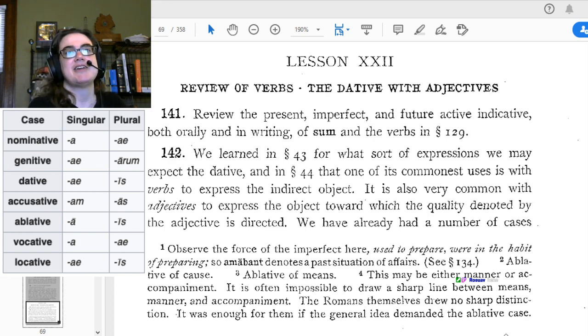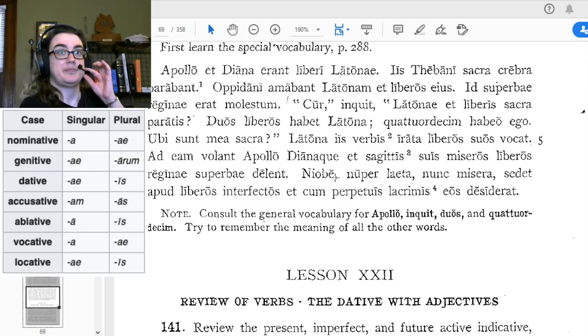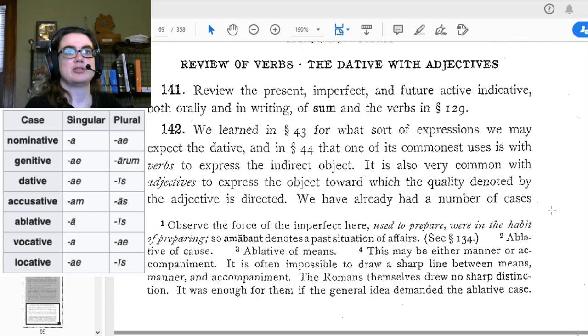All right. I love this note, by the way, for number 4. So let me see. Niobe longed for them with perpetual tears. Now let me read you this little note about the ablative. The ablative may either be manner or accompaniment, which is kind of weird because you don't really think of tears as people that would accompany you.